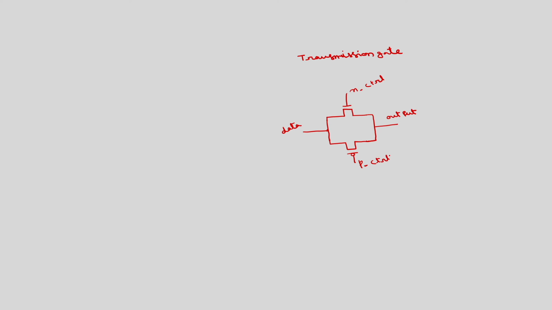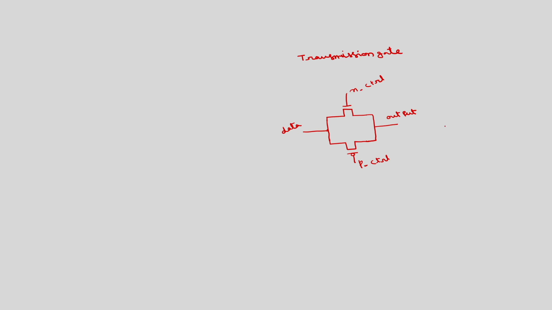So, the primitive or the keyword for this one is CMOS. You can give the name as TG, this is transmission gate. Then you have to mention the output, comma data, which is input also of course. Then you have to specify N control, comma P control.